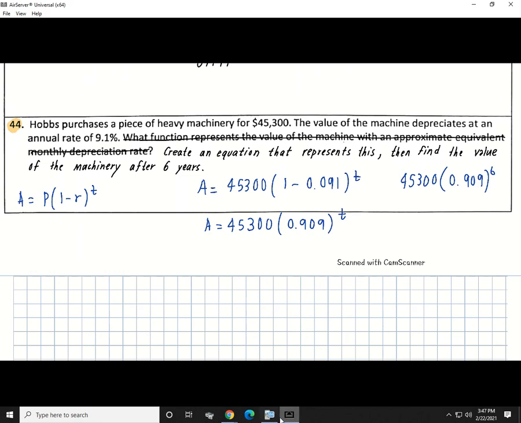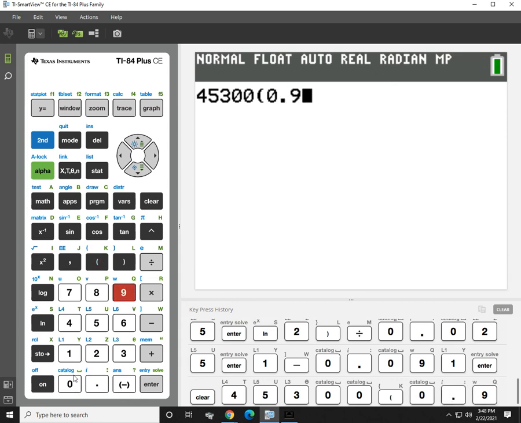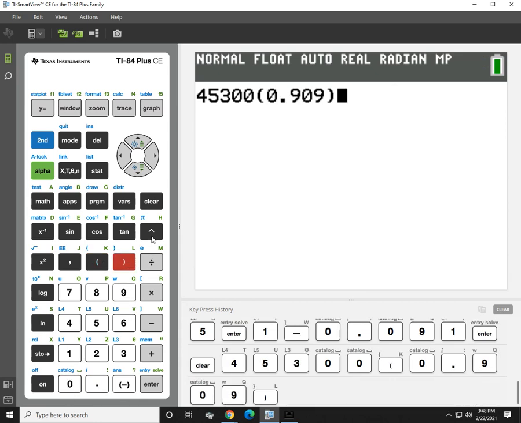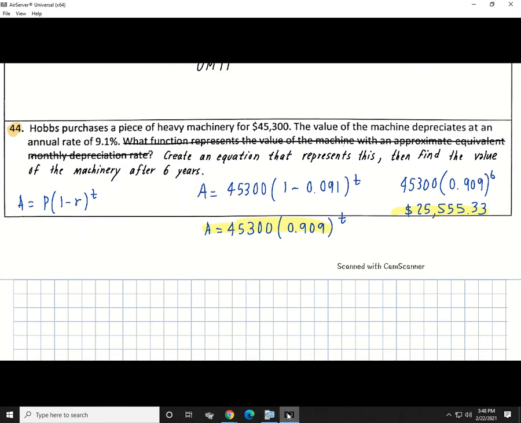So let's go type that into the calculator, and let's see. We got 45,300 times 0.909 raised to the 6th power. So it's going to drop all the way down to $25,555.80. 33 cents in 6 years. So let's go back to the paper and finish this thing up. This would be the 2 answers that they would expect on the test.